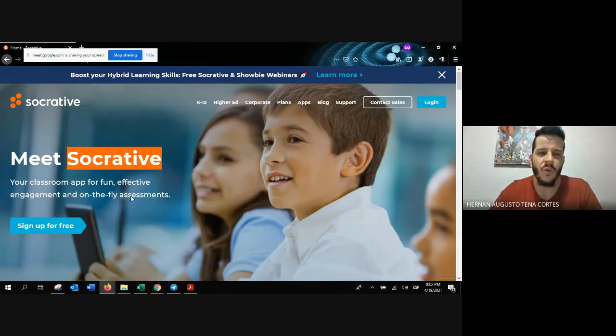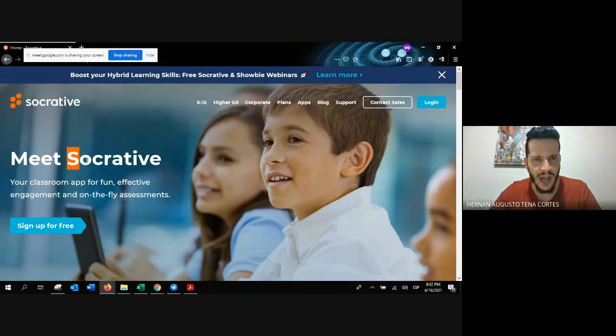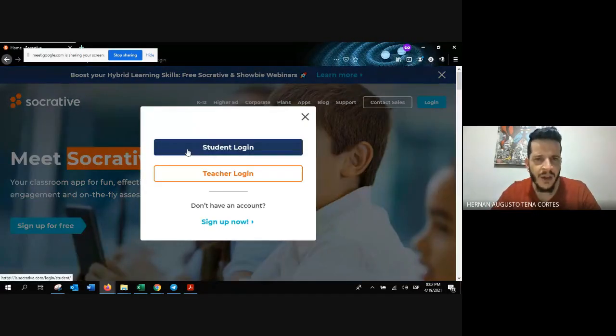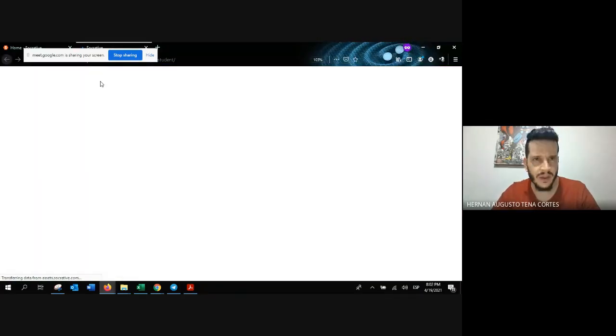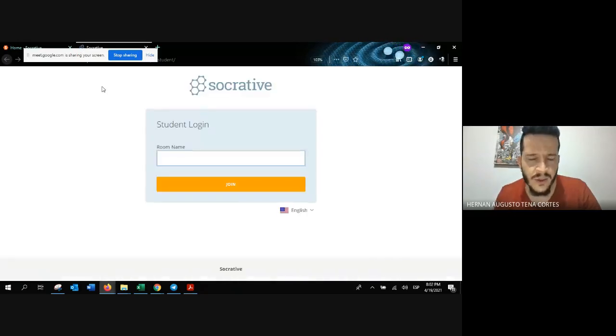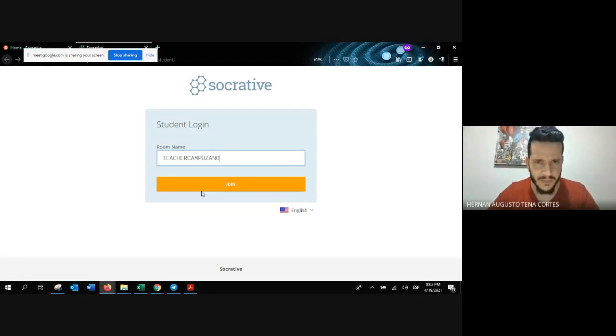We are going to go to the webpage socrative.com. Once you are there, please click on log in. Then you are going to choose student login. Another window will open. Here, the web page is going to ask you for a room name. In the room name, you're going to write Teacher Campuzano. Teacher Campuzano, without spaces, just like that.